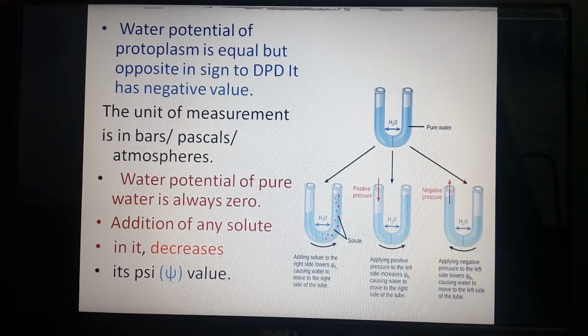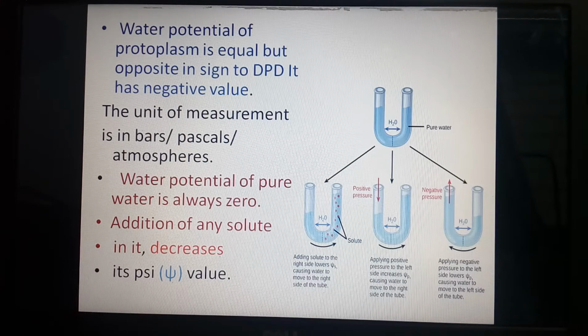Applying a pressure to the left side increases the water potential, causing water to move towards the right side of the tube. Applying negative pressure to the left side lowers the water potential, causing water to move towards the left side of the tube.